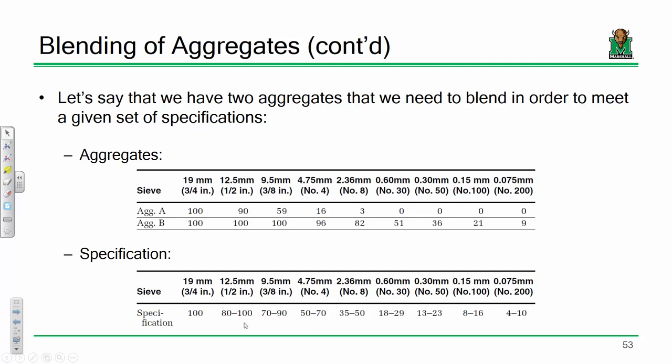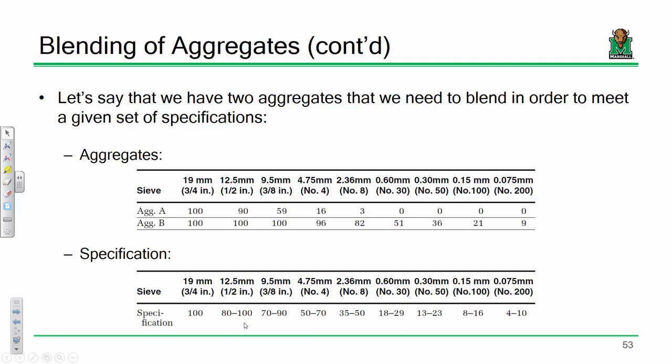So the idea is to determine, if I've got an aggregate like aggregate A, which, looking at the numbers, is a somewhat bigger aggregate, and aggregate B, which is a somewhat smaller aggregate.